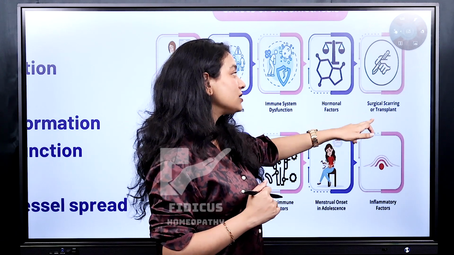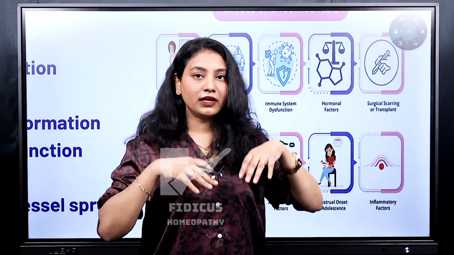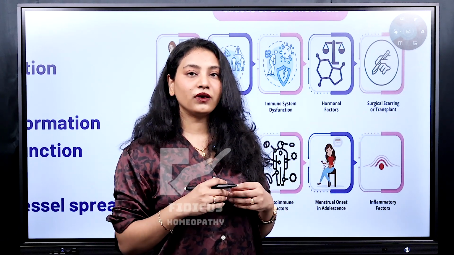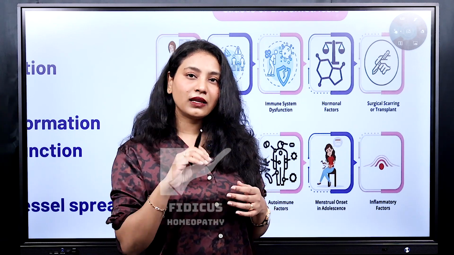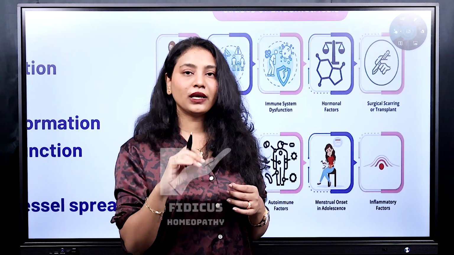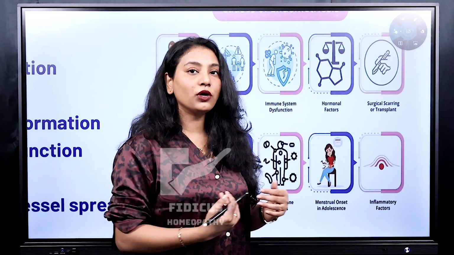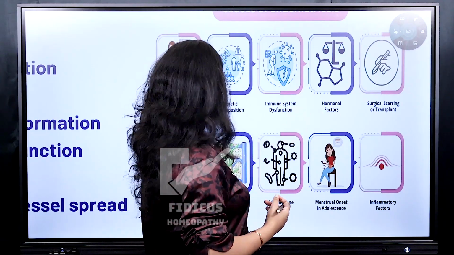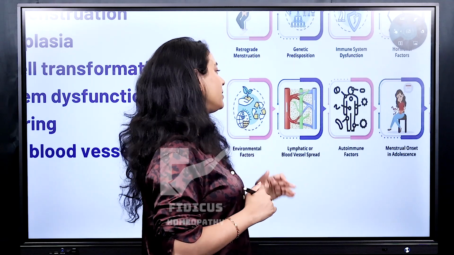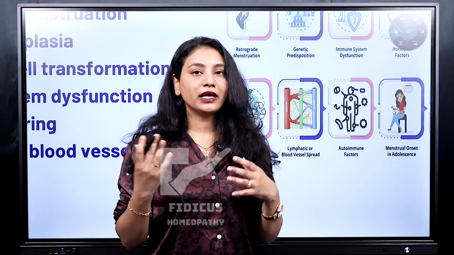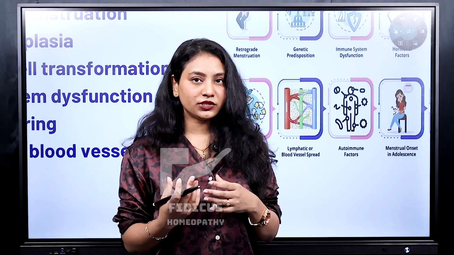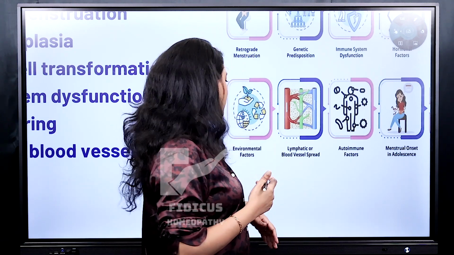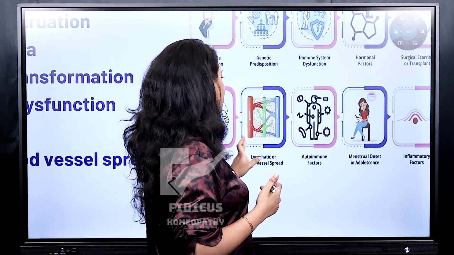Surgical scarring or transplant. For example, if you are getting a hysterectomy done or a C-section done, then during that surgery, there can be a chance that your endometrial tissue can be lodged somewhere else or near your peritoneum, leading into endometriosis. Environmental factors. What are environmental factors? Certain chemicals that we are exposed to, chlorofluorohydrocarbons and all of that stuff, can cause hormonal disruption, leading into endometriosis.